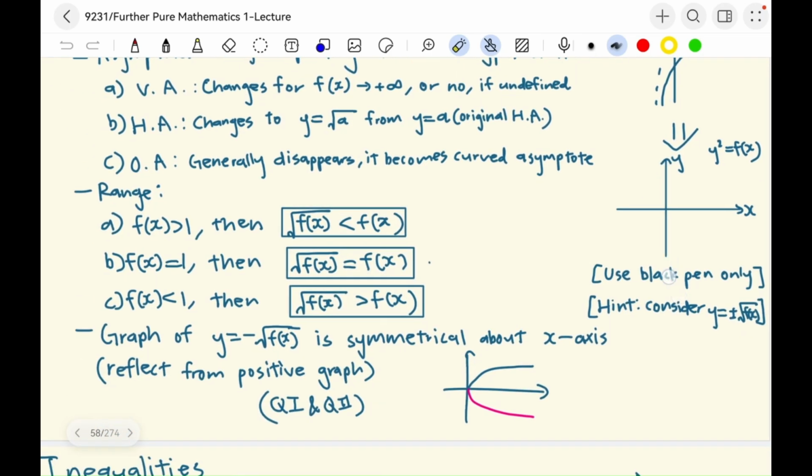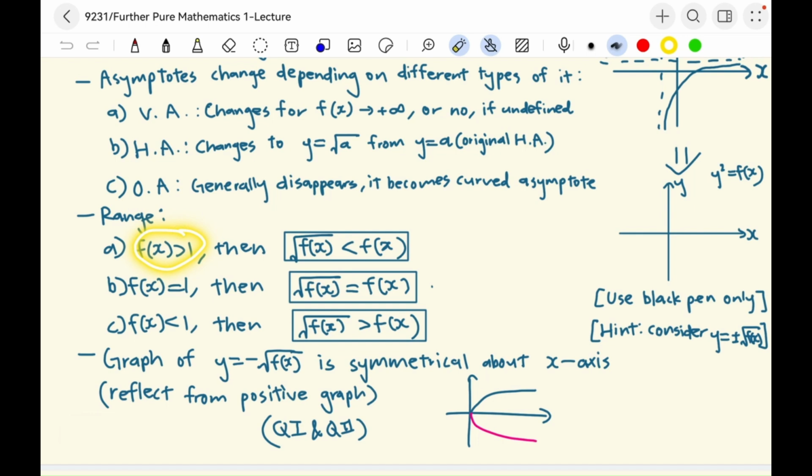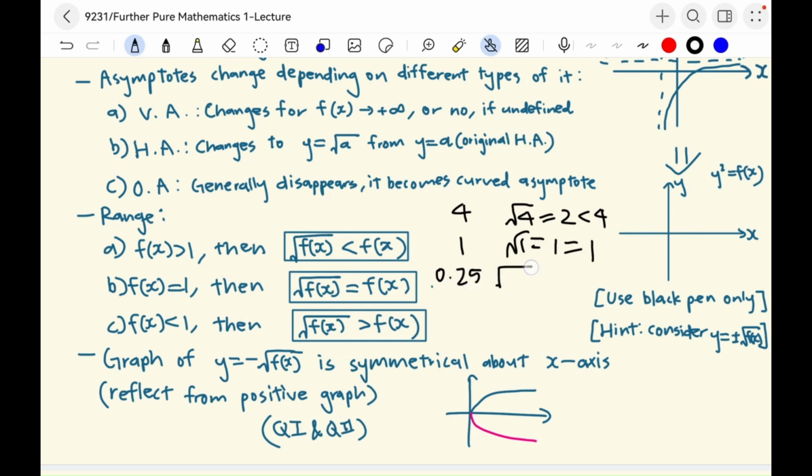Okay, and what about the range? So for fx greater than 1, the square root of fx of course is smaller than it. I give you the example. Fx is 4. What is the square root of 4? It's 2. So what you can see, 2 is less than 4. Fx is 1. Square root of 1 is still 1, equal to 1, of course. And for fx, let's say 0.25, right? What is the square root of 0.25? It's 0.5, right? So what you can see, 0.5 is greater than 0.25. Okay, so these three changes of the range, you must get familiarized with.